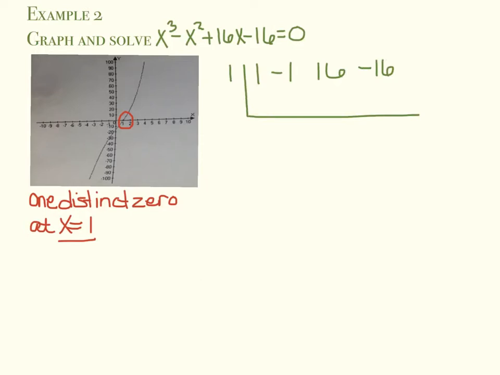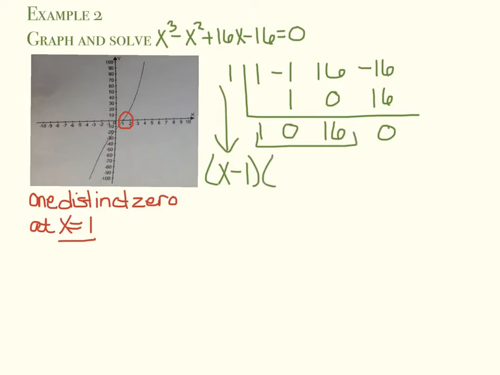All right, so we bring down the 1. 1 times 1 is 1, minus 1 is 0. 1 times 0 is 0. 16 and 0 is 16. 1 times 16 is 16, and then that makes 0. So what this tells me is that one of my factors is x minus 1. And then the other is x squared plus 0x plus 16. And x squared plus 16 does not factor further, so this is the polynomial fully factored.